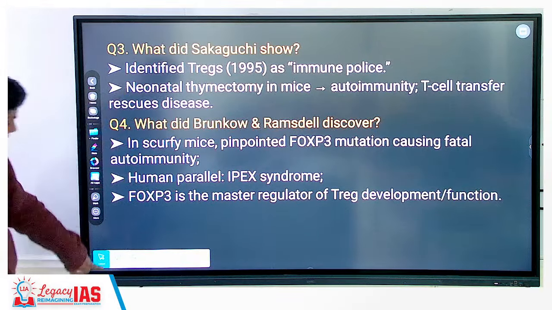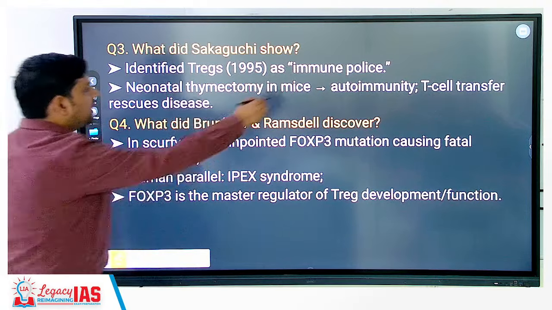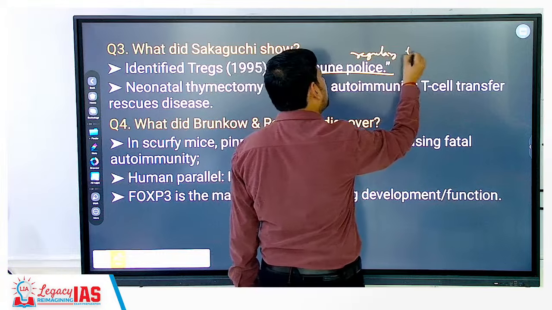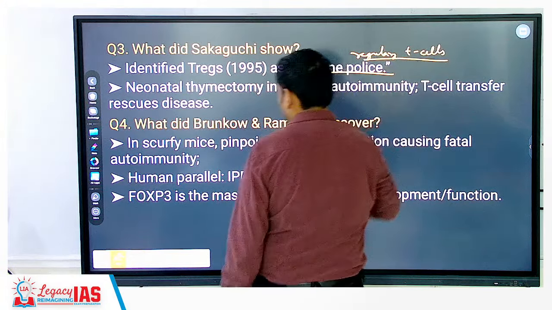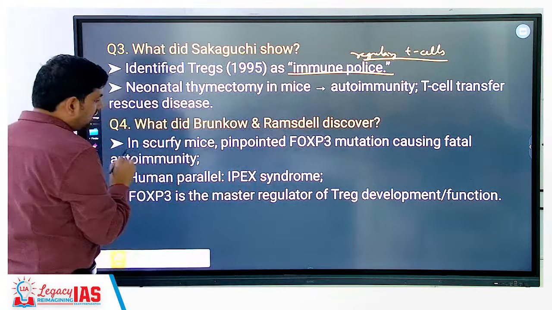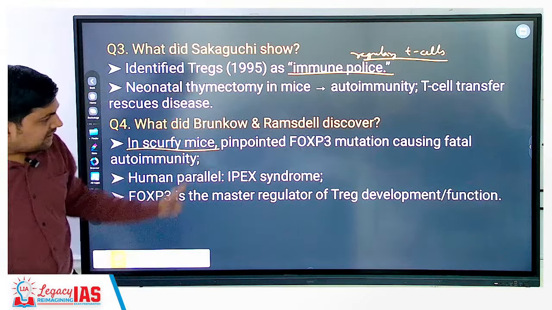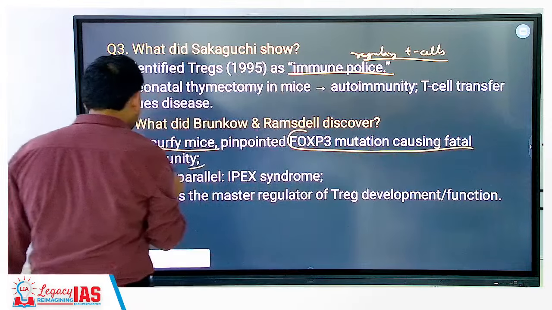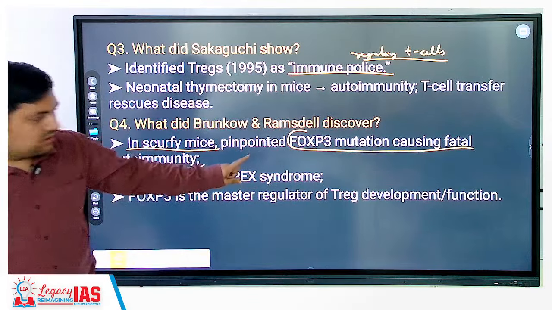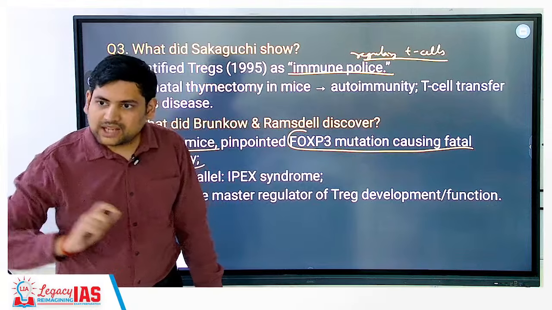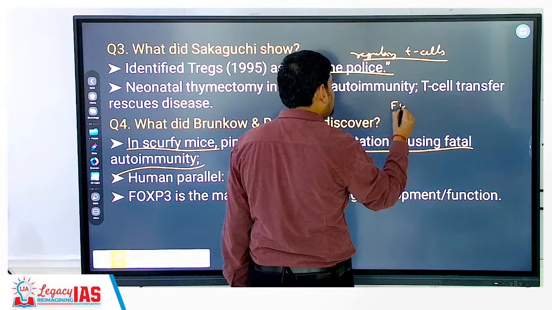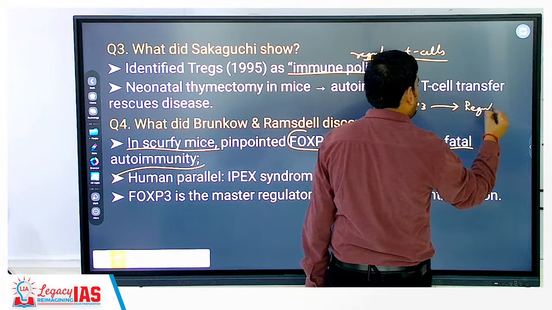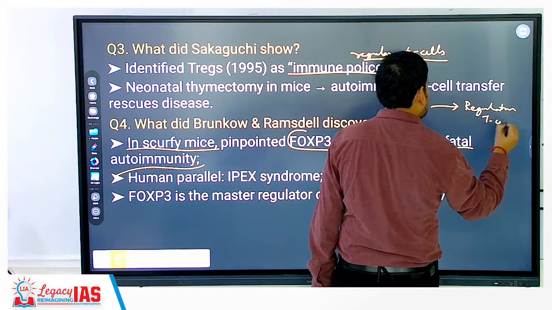Now the first one, what did he show? He showed this immune police or regulatory T cells exist. Then the other two, in scruffy mice, a kind of mice, they pinpointed FOXP3 mutation causing fatal autoimmunity. So basically, using this disease, what did they establish? They established the relation between FOXP3 and regulatory T cells.